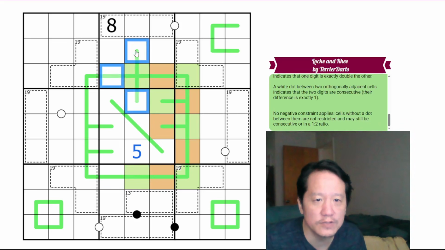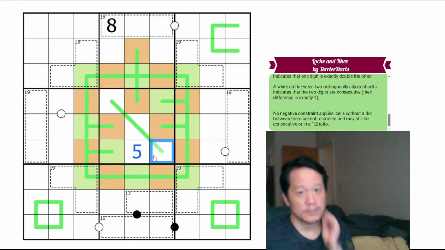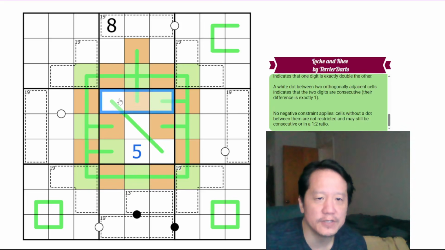Therefore, all of these are orange. That makes these green. These then have to be orange. Therefore, these are green. That makes this orange. So, in this central box, we have 3 oranges and 2 greens.